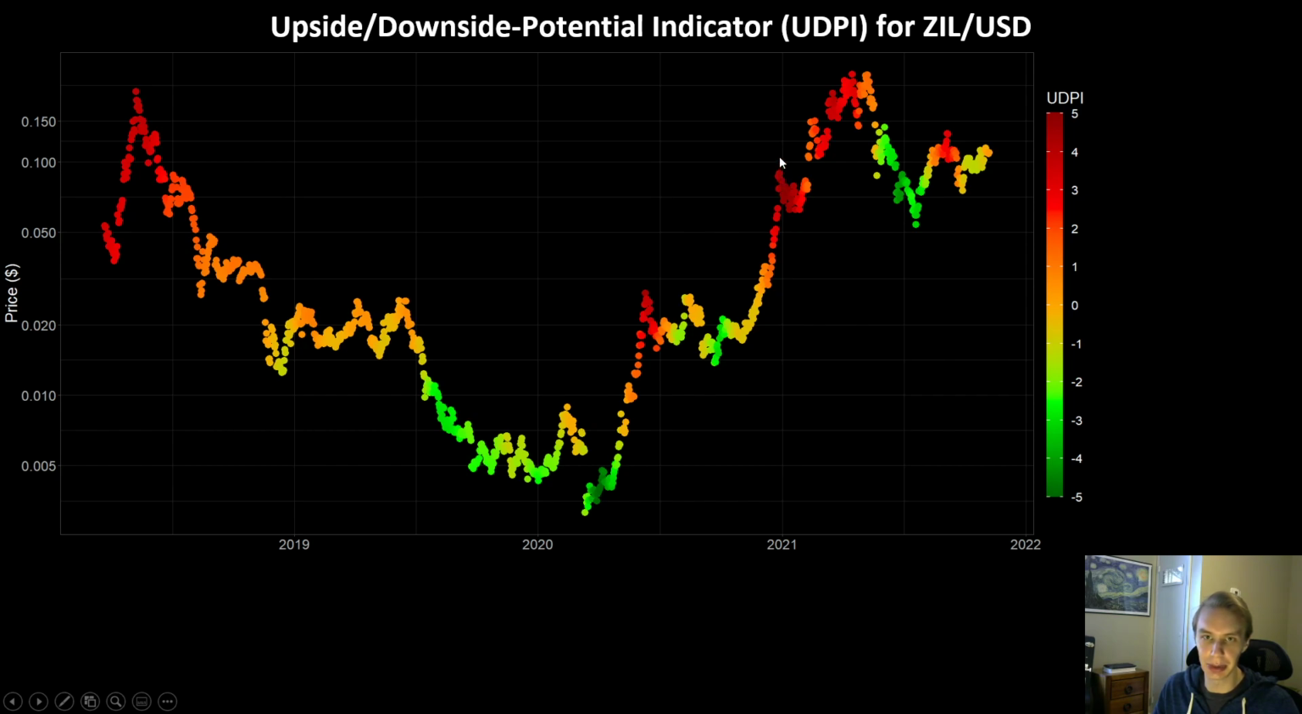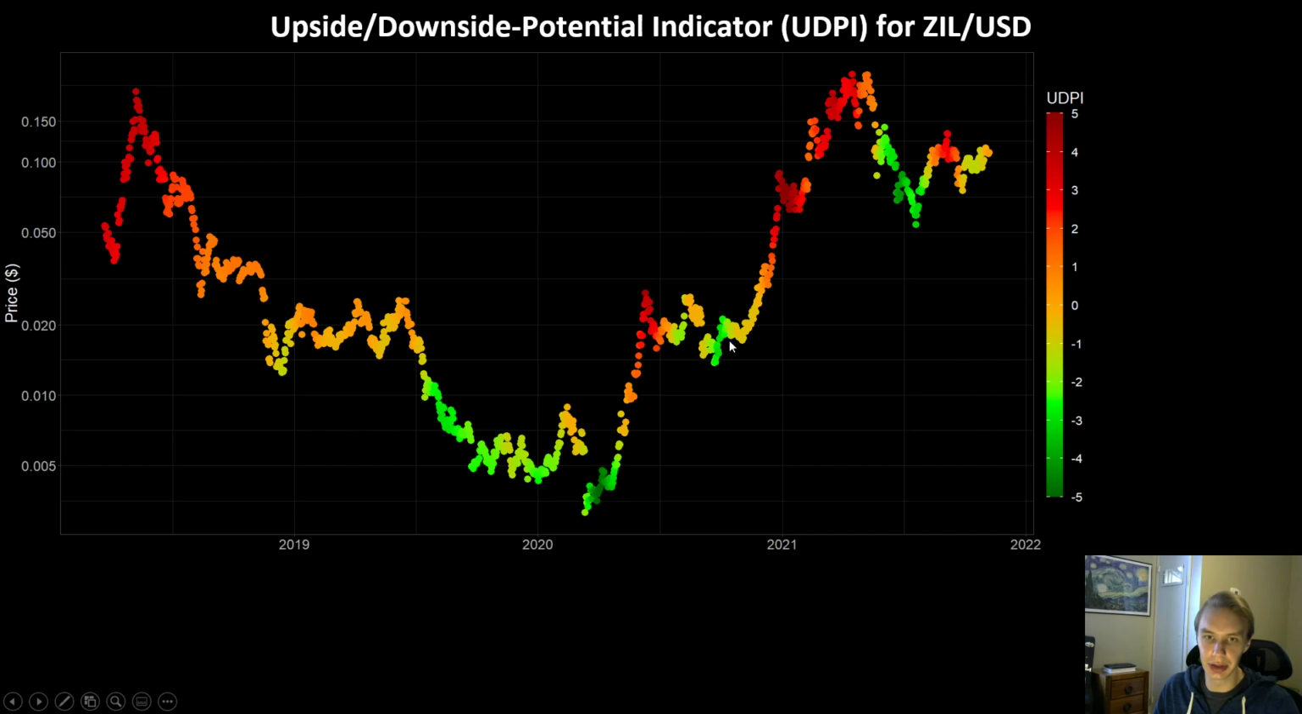And you'll notice that the UDPI really spikes up. This is that getting up to level 5 we just saw in the next graph, before going into this sideways action. Now you'll notice that this was the first leg of the move, that after this consolidation point, the UDPI was falling a bit, and then ZIL did go ahead and realize a lot of that upside potential.